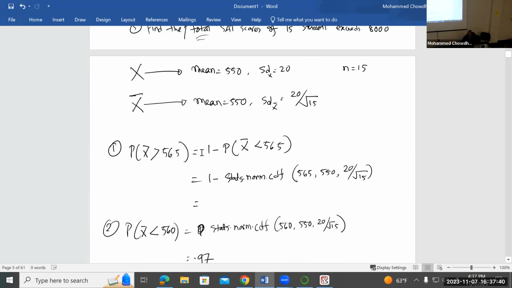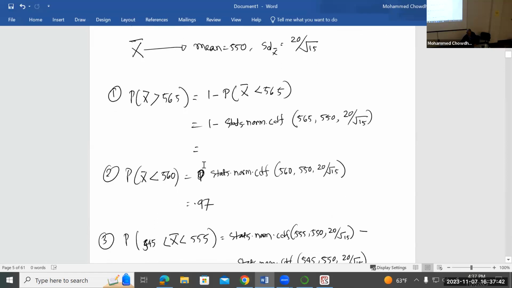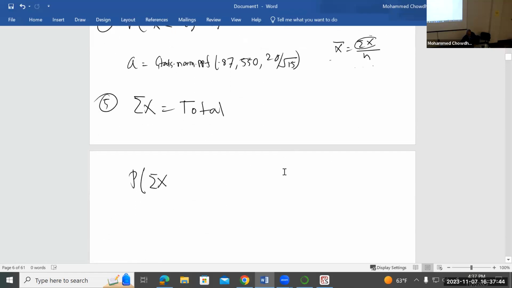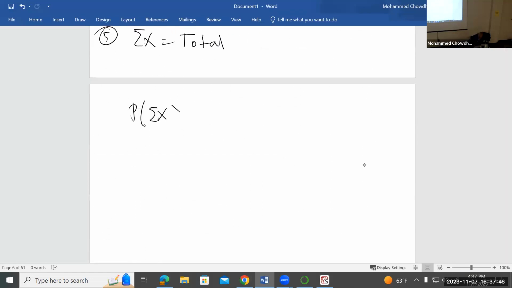SAT score, exceeds 8,000. Exceed means what? Greater than, right? I have to find this. Are you understanding? Because the question says sum of the SAT score of those 15 students, that means total SAT score of those 15 students exceeds 8,000. So this is the formula.